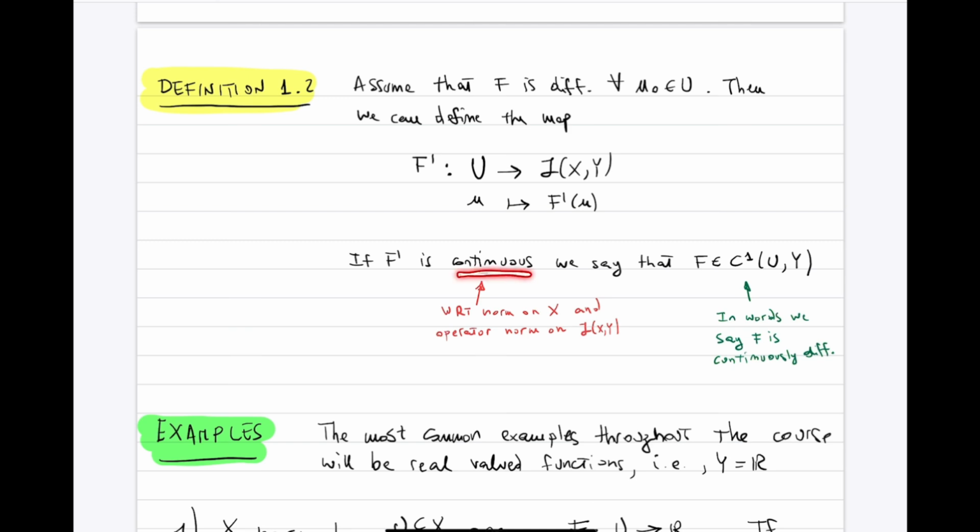Notice here that continuity is with respect to the norms. So u is a subset of x. In this space here, we take the norm on x, and on this space here, we take the operator norm. So we ask that f prime is continuous with respect to these two norms.